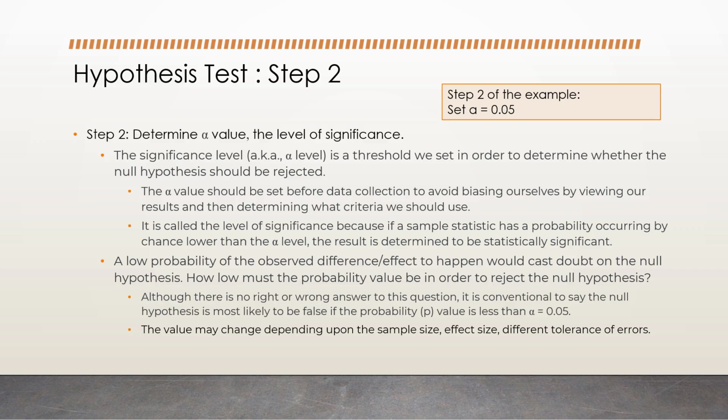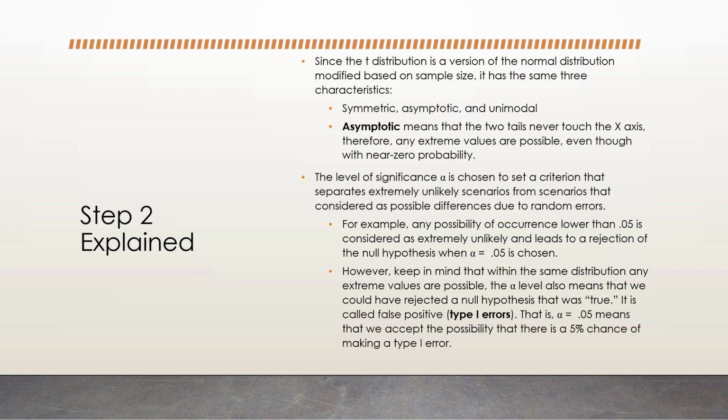Although there is no absolute rule, it's conventional to say that the null hypothesis is most likely to be false if the probability, the p-value, is less than alpha equals 0.05. Keep in mind that we are working with the t-distribution, which is a version of the normal distribution modified for sample size. It has the same three characteristics: symmetric, asymptotic, and unimodal.